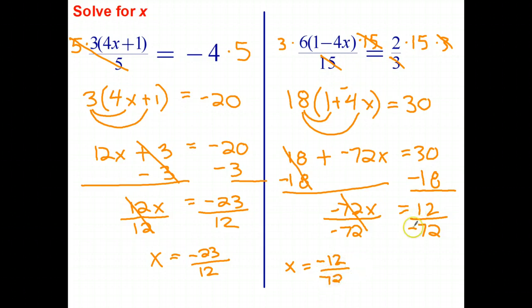Positive times a negative is a negative. Positive divided by a negative is a negative. Negative divided by a positive is a negative. So that number and that number are different ways of writing the same thing. Finally, I can actually simplify this. I can divide by 12, divide by 12, so they both have a common factor of 12. 12 divided by 12 is 1, and 72 divided by 12 is 6. So if I've done everything correctly, x is negative 1 on 6.